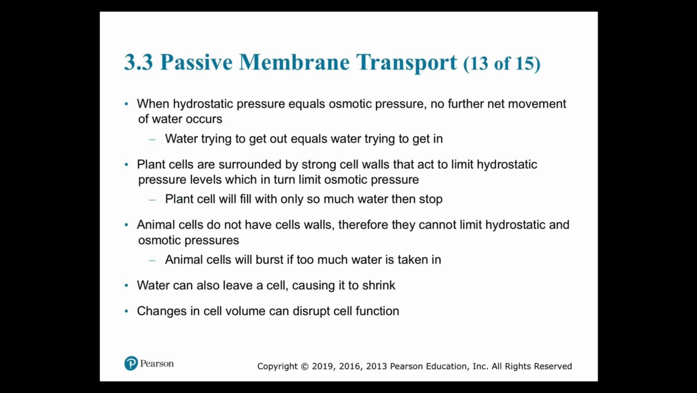When the hydrostatic pressure equals the osmotic pressure, there's no further net movement of water, which means that water will move, but there will be no net movement. So water trying to get out equals water trying to get in. Now, in plant cells, because they're surrounded by a strong cell wall, it acts to limit the hydrostatic pressure levels, which in turn limit the osmotic pressure. So a plant cell will fill with only so much water, then it's going to stop, which is a good thing because, even after periods of long rain, plant cells are not going to burst.